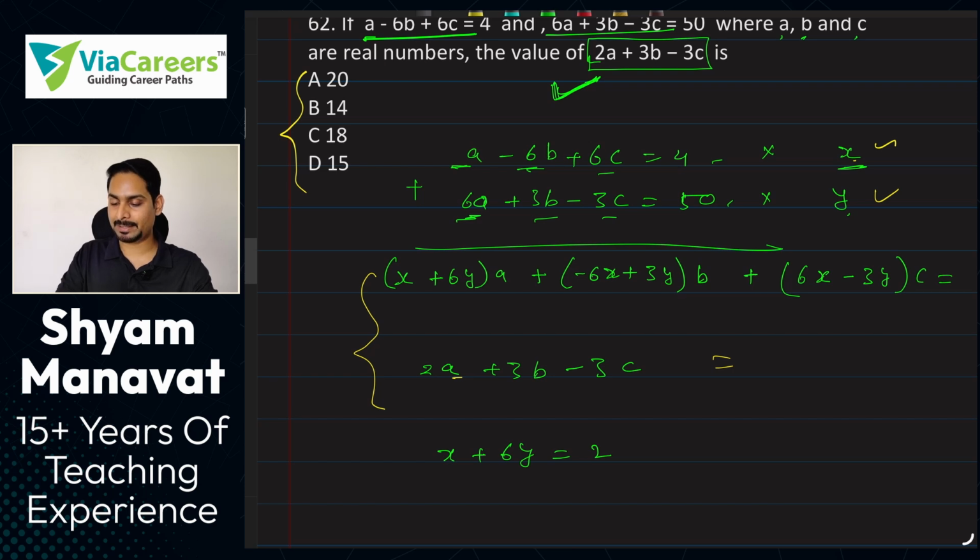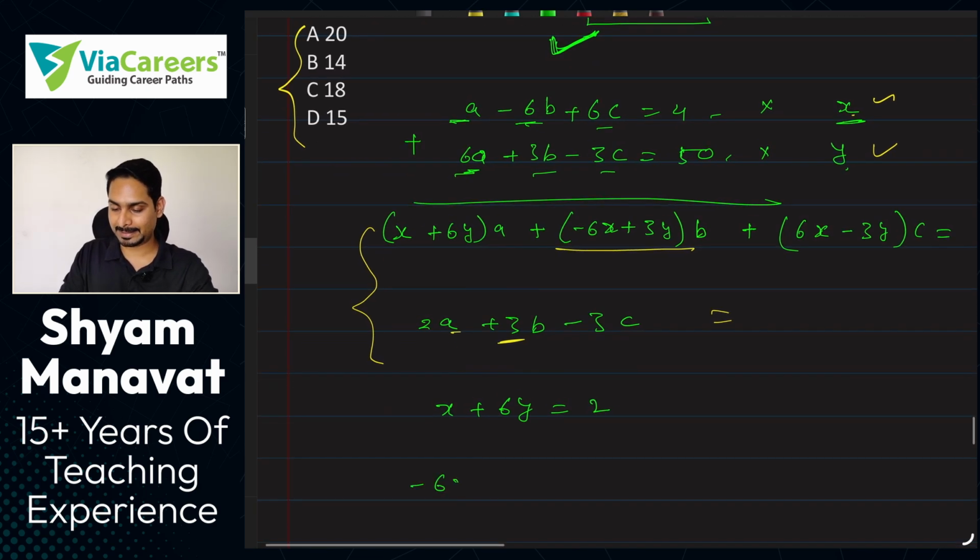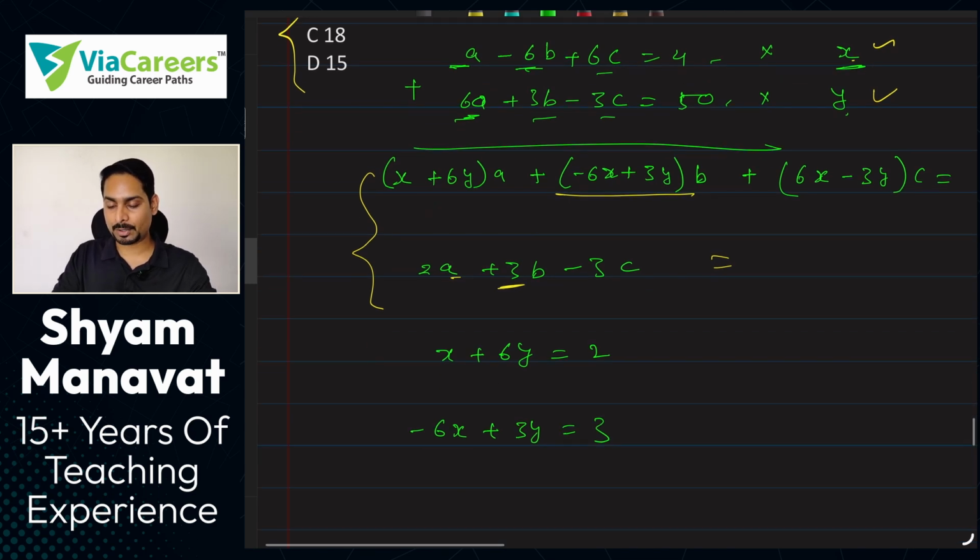Okay. And if you compare the coefficient of b, which is here, this one, and here it is 3, you can say that it is minus 6x plus 3y equal to 3. Okay. So now you got two variables, two equations. Can we find out a unique value of x and y? Obviously we can. So अब कैसे निकालेंगे उसको?